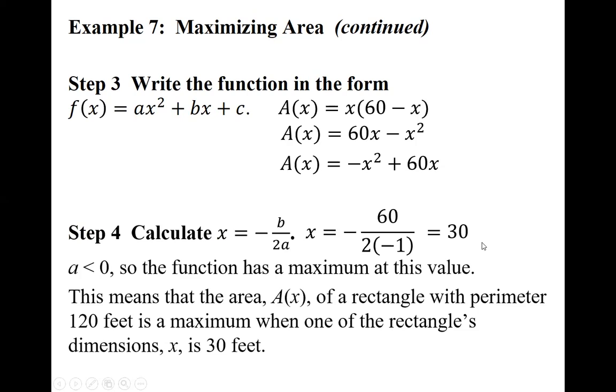So the maximum, and we know it's a maximum because A is negative. That means the vertex is at the peak. It opens down. The maximum occurs at 30, but the maximum is not 30.